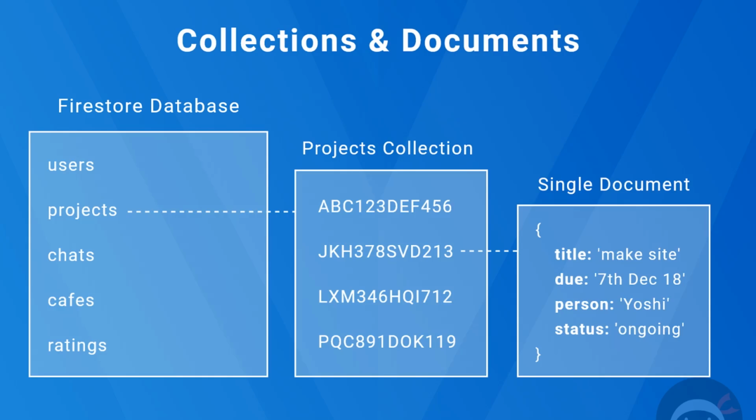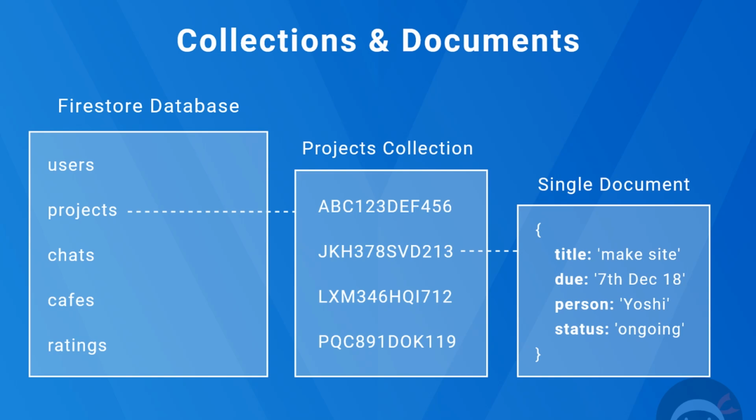So, like I said, we use collections and documents in this NoSQL Firestore database. So at a glance, it looks something like this. We have our database, and inside that we could have multiple different collections: users, projects, chats, cafes, ratings, depending on the application that we're creating. In our application, we're going to have a collection called projects to store all of our different projects in. So if we open that collection up, inside we're going to have a series of different documents, and each document is going to represent one single project.